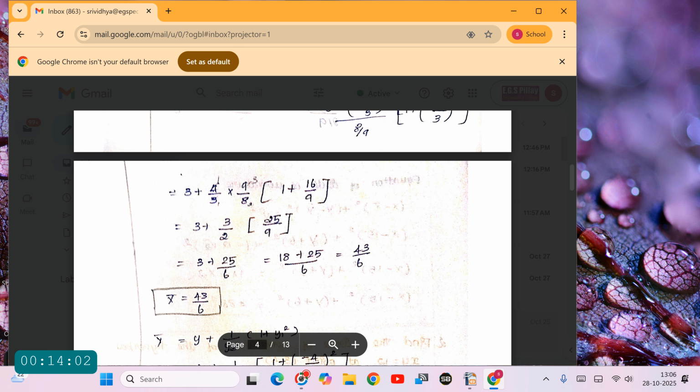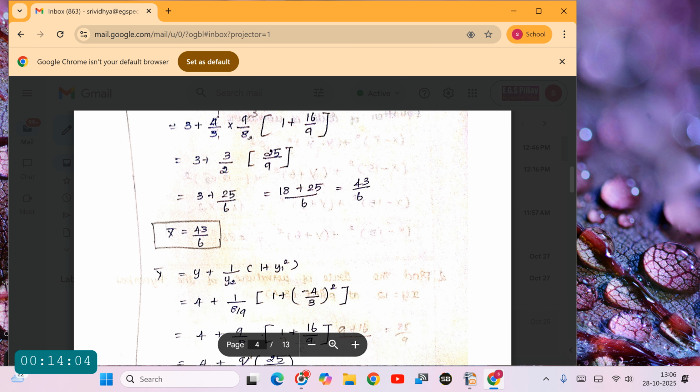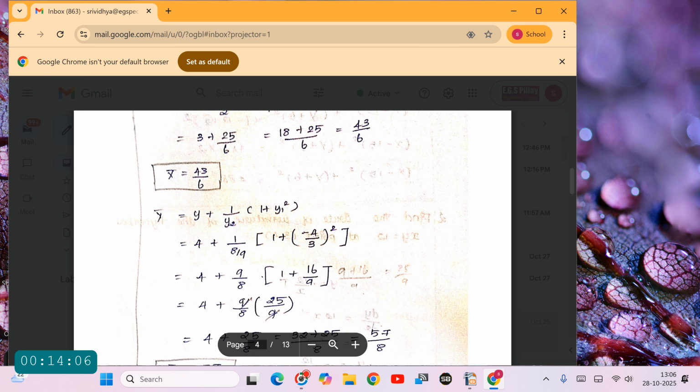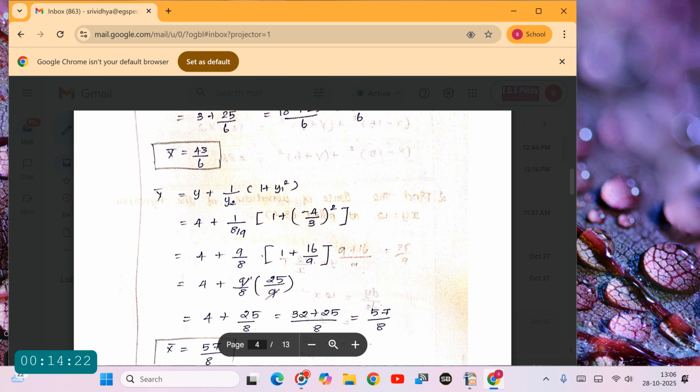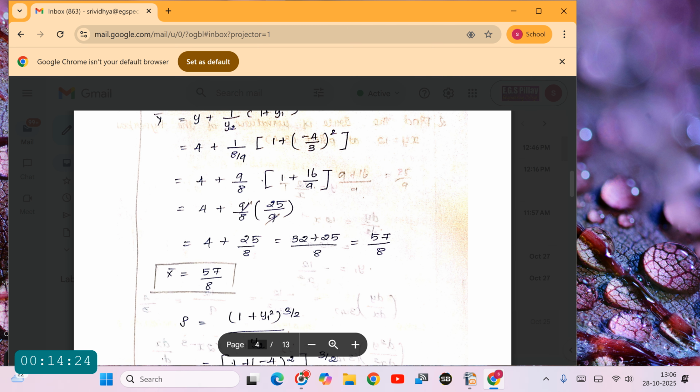Similarly, we need to find the value of y bar for the purpose of the circle of curvature. Y bar is equal to y plus 1 by y2 into 1 plus y1 square. We know the value of y2 is 8 by 9. The y value is given in the problem itself, 4. So 4 plus 1 by 8 by 9 into 1 plus y1 value, minus 4 by 3, the whole square. After a very basic simplification, we get the y bar value as 57 by 8.